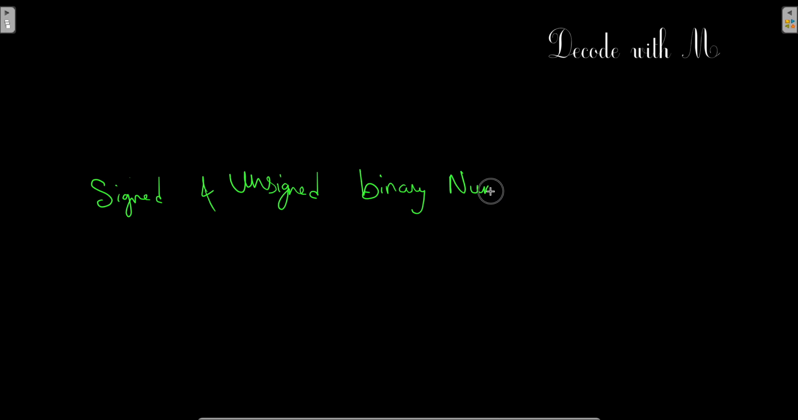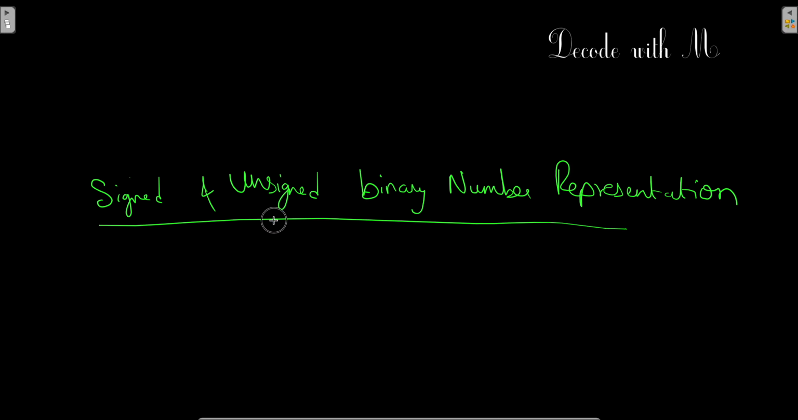Friends, today we will discuss the topic of signed and unsigned binary number representation. Firstly, we will discuss what signed and unsigned binary representation are.